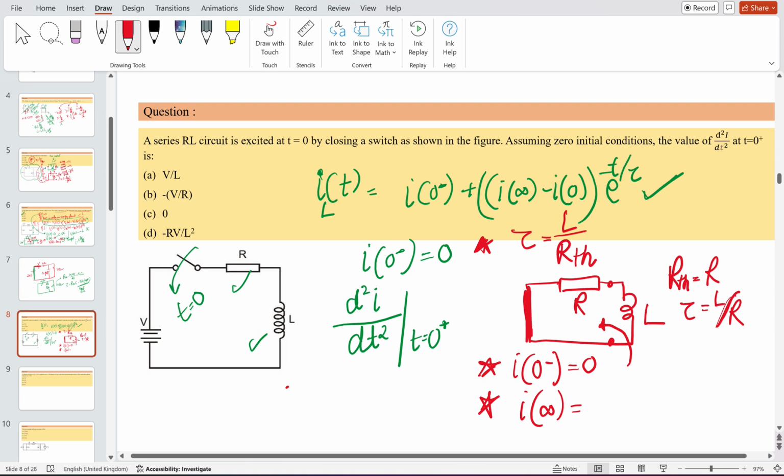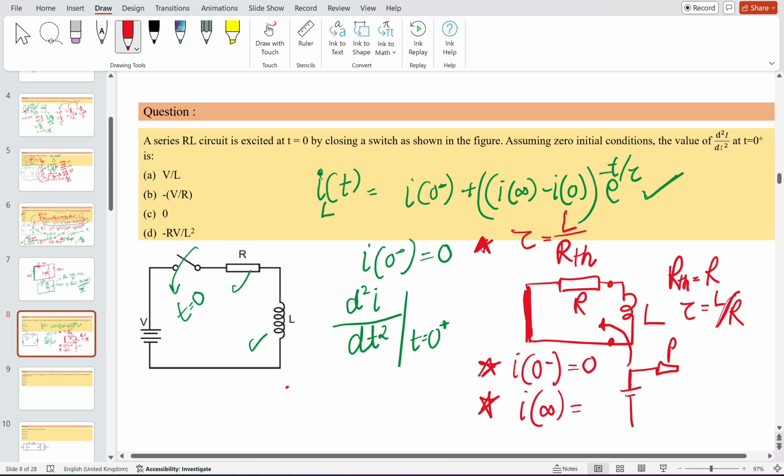If a single inductor or a single capacitor is there, for a capacitor you have to find the steady state voltage by open circuiting the capacitor. If it is an inductor, just short circuit it. Okay, capacitor open circuit, inductor short circuit. When you short circuit, the equivalent circuit looks something like this.